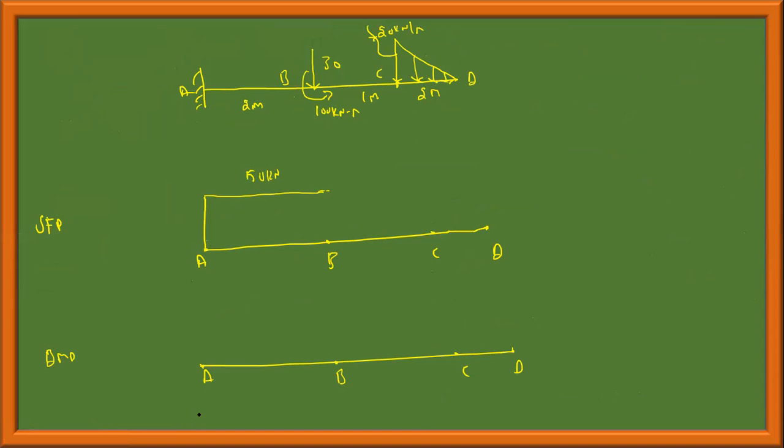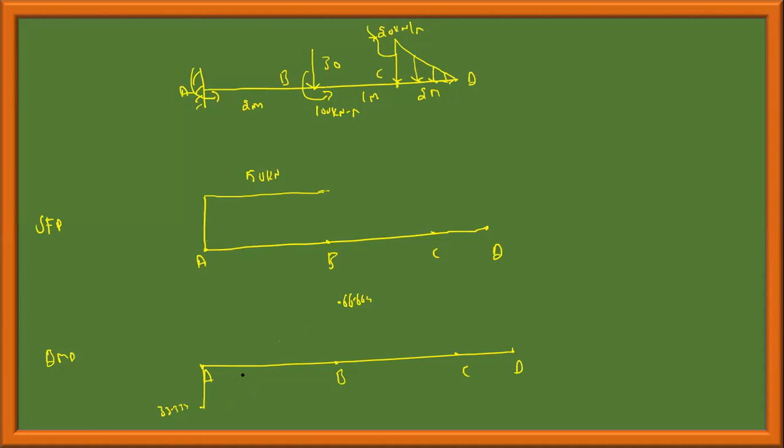Minus 33.334, first let me locate it, and then 66.664 at the point at 2 meters. So load is 0, shear force is constant, bending moment has to be linear. Since there is a moment here, there is a sudden drop in bending moment like this, and from here it has to be a straight line, from here to here, up to 66.664. Okay.